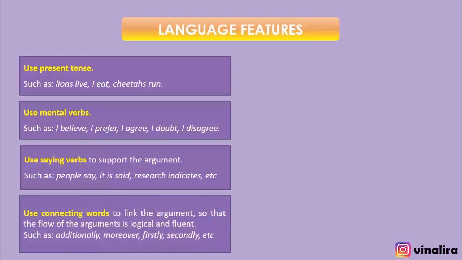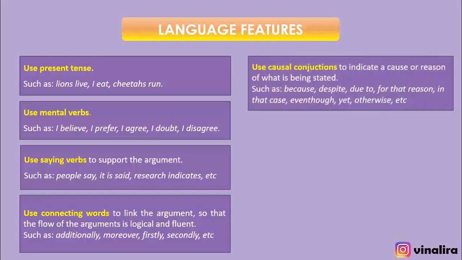Use connecting words to link the argument so that the flow of the argument is logical and fluid, such as additionally, moreover, firstly, secondly, etc. Use causal conjunctions to indicate a cause or reason of what is being stated, such as because, despite, due to, for that reason, in that case, even though, yet, otherwise, etc.